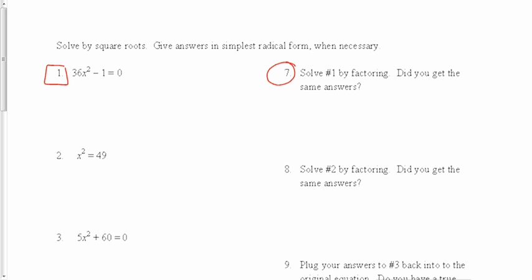Then, if I look at the problem corresponding to it, it says solve number 1 by factoring. Did you get the same answers? We know we should be getting the same answers. If we're not, there's something wrong. So then you can go back and check these other problems on the left. So this will correspond a problem on the left with a problem on the right. And pause the video while you work these, and then check your answers when you're finished.